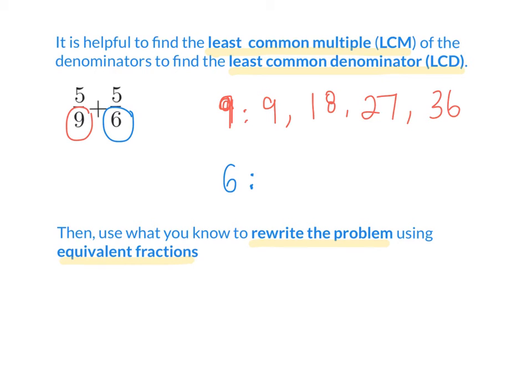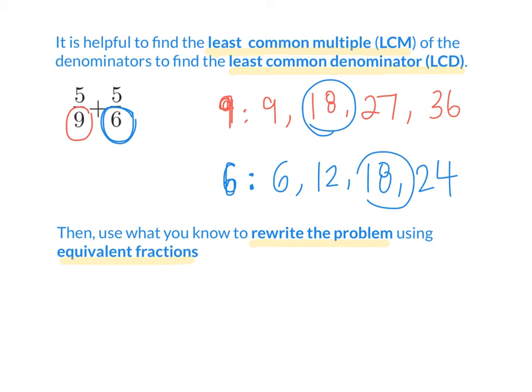My next denominator is what number? 6. So you're going to write out a 6 like this. And the reason why we write it like this is because we want to make sure that we know which multiples we're listing out. Now let's write out the multiples of 6 by skip counting by 6. Ready? Go. 6, 12, 18, 24. Okay, let's stop there. Do we have something in common? 18. What number is in common? 18.